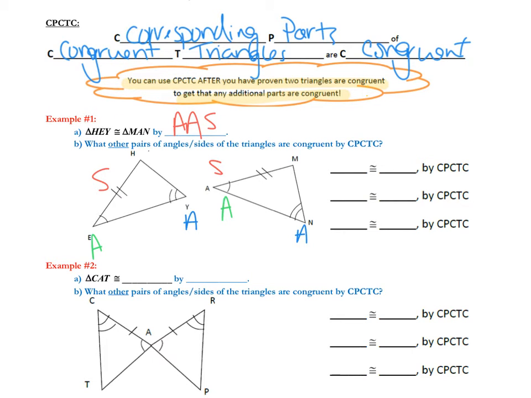So we can say that angle H is congruent to angle M. We can also say that segment MN is congruent to segment HY. So where did I get that from? MN, HY. And then we can also say this third side that isn't already marked is also congruent. So NA is congruent to YE. So once you prove two triangles congruent, then that means all corresponding parts are congruent.